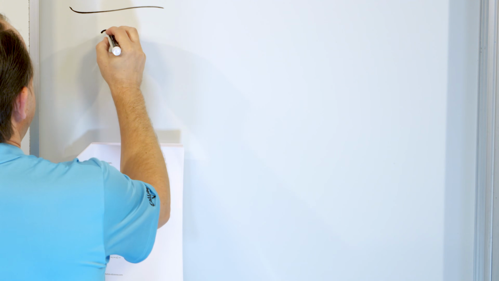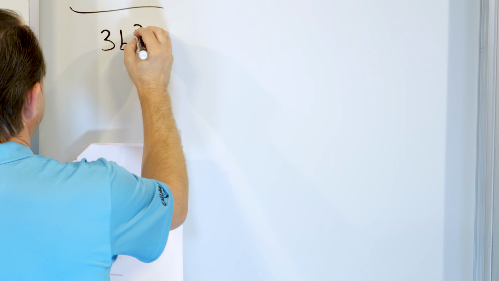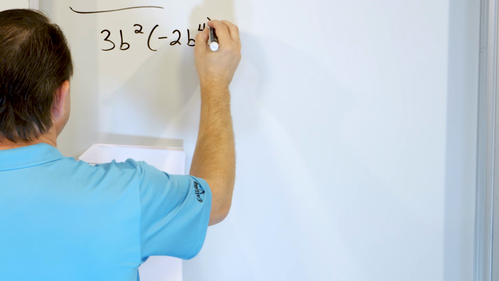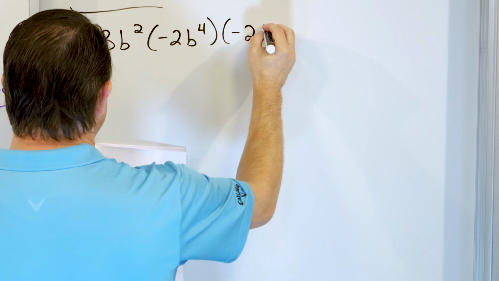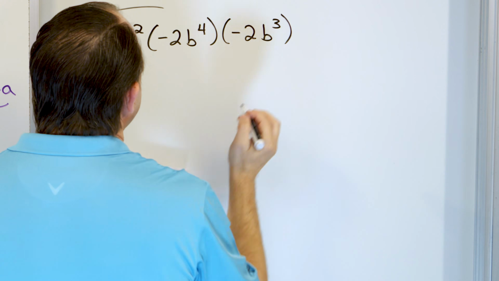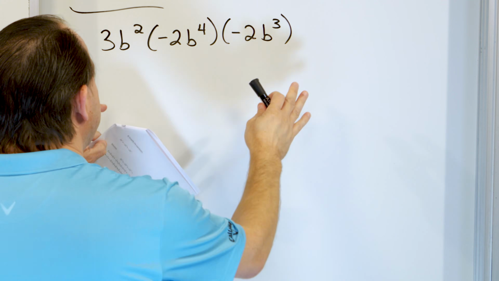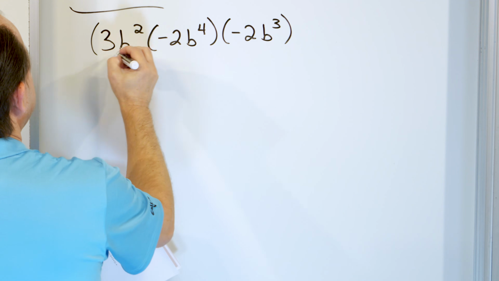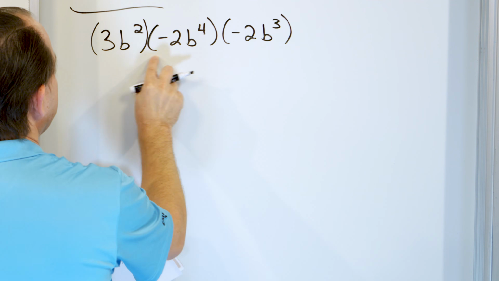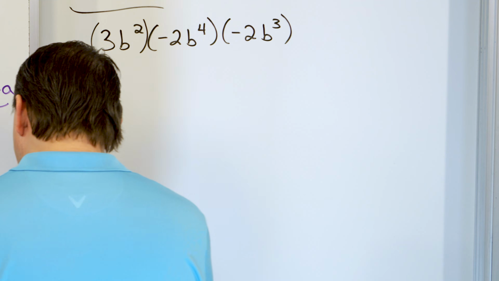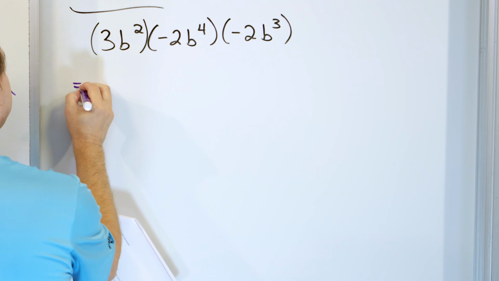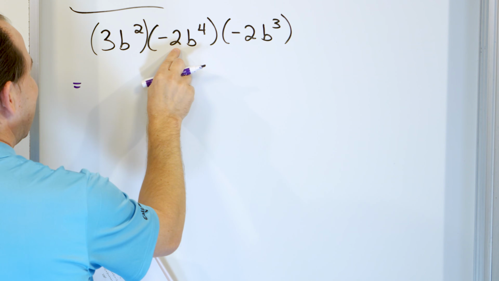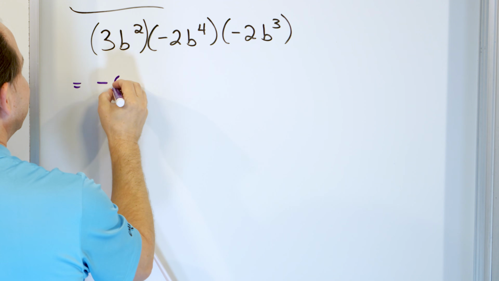Let's take a look at 3 times b squared times negative 2 times b to the 4th power times negative 2 times b to the 3rd. Now, this can get a little complex when we have so many things going on. So let's just focus on multiplying and simplifying the first 2 terms by themselves. What would happen if we just multiply these first 2 terms? Forget about this one, we'll do that later. Well, 3 times negative 2, we multiply the numbers, we get negative 6, right?